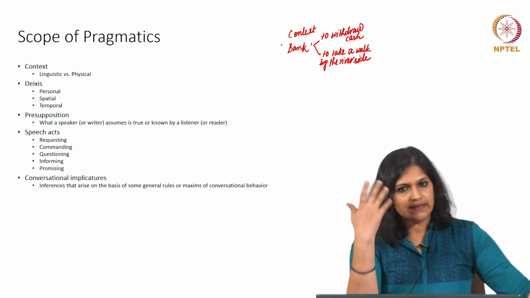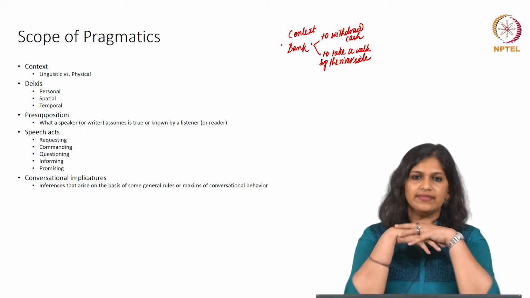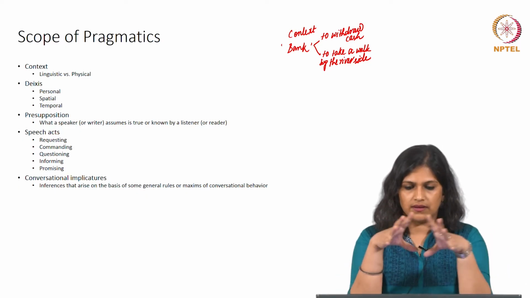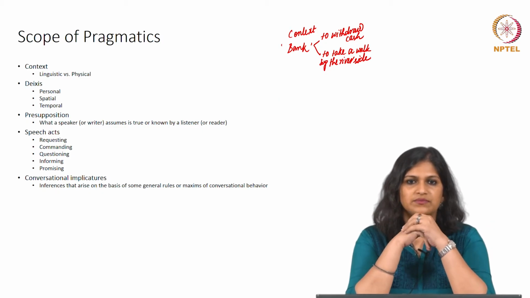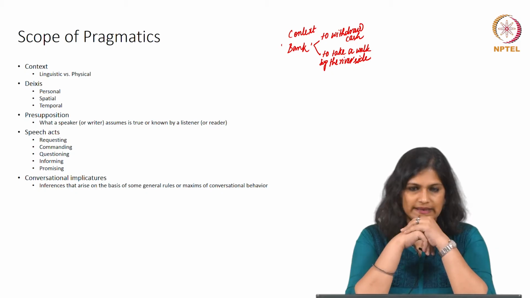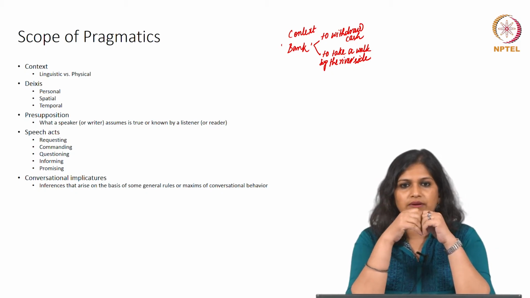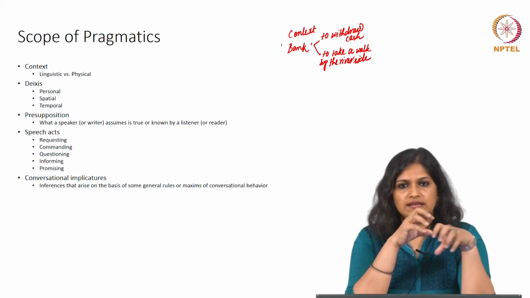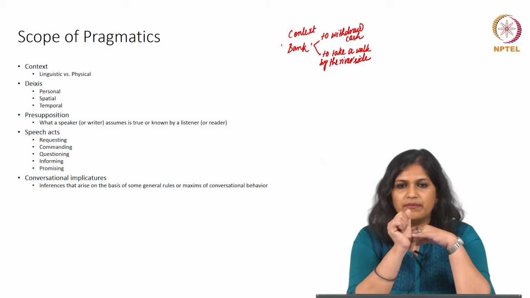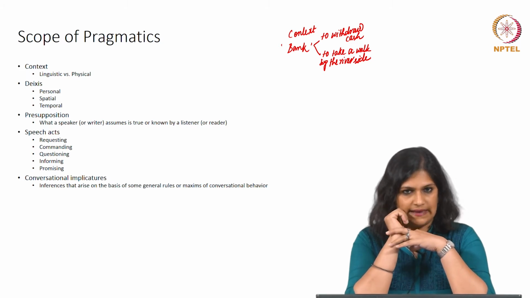Fine. Now, let us move on to the next scope of pragmatics. The second thing in the domain of pragmatics would be deixis. So, deixis or the deictic information, if this is a very new word for you, is the information related to space, time and person. So, that would be the deixis.